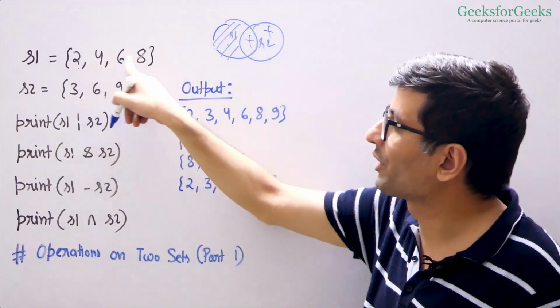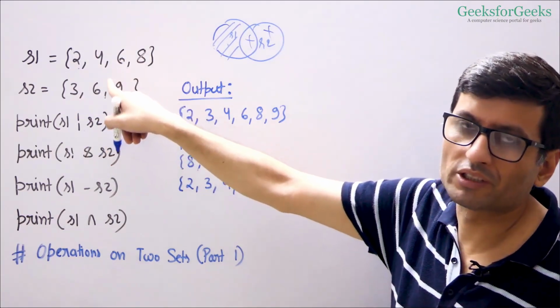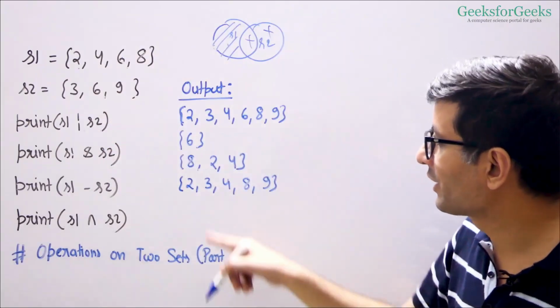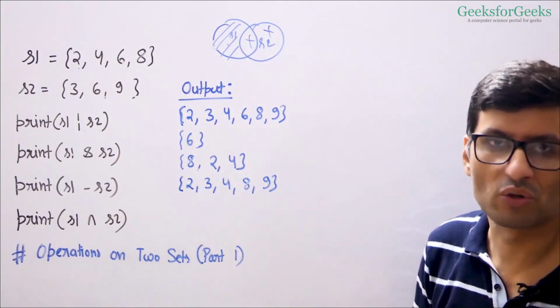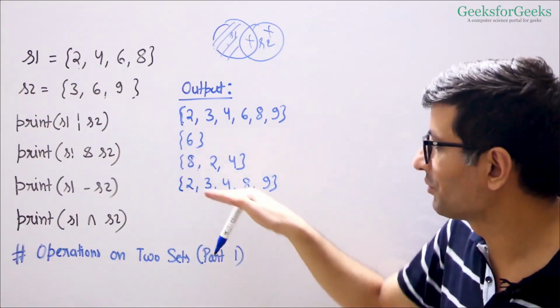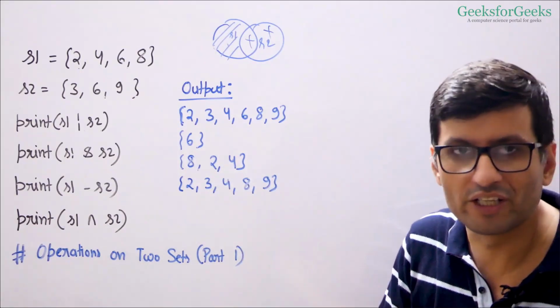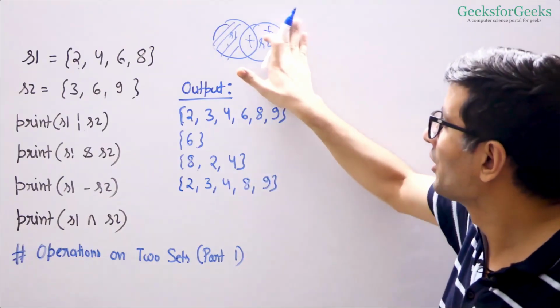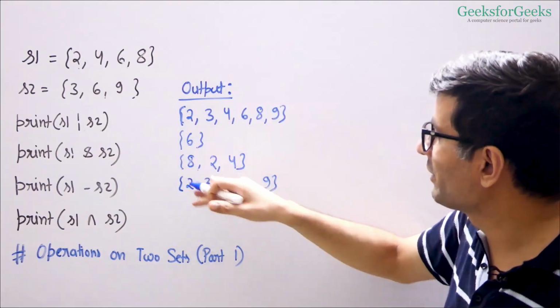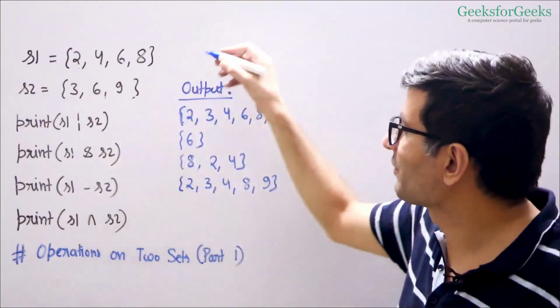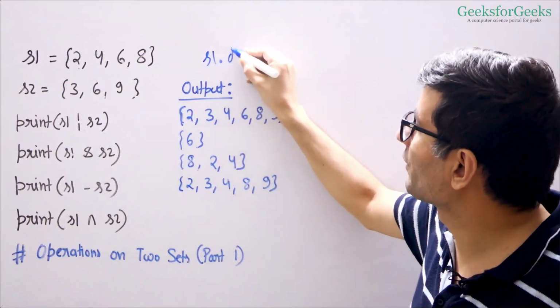You have 2, 4, 8. 6 is not part of output because it's present in S2. So we are going to get 8, 2, 4. Please note that the order is not defined. So we can get these elements in any order in case of sets. So we get these three elements, and we can also get the difference this way, S1 dot difference S2.